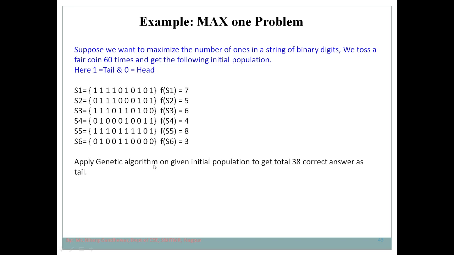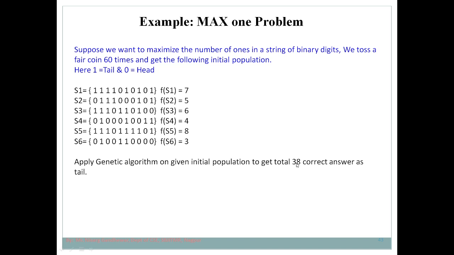Apply the genetic algorithm on the initial population to get a total of 38 correct answers as tails. That means the objective of this problem is to maximize the number of 1s. And what does 1 represent? 1 represents the number of tails. That means I need to generate the maximum number of tails, and its value is given, that is 38.